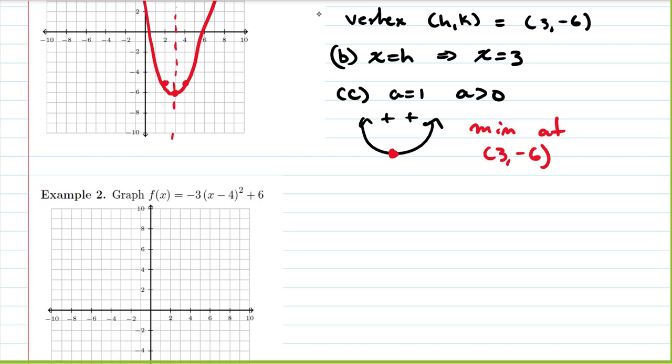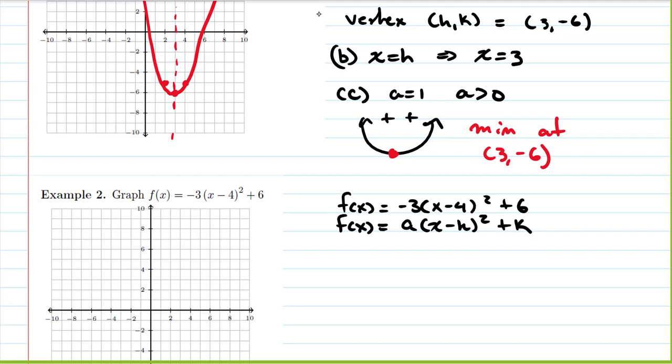So if we write that down, we have f of x is equal to negative 3 times x minus 4 squared plus 6. And if I compare that with my vertex form, I have a times x minus h squared plus k. I can identify my a, h, and k. So my a is going to be negative 3.